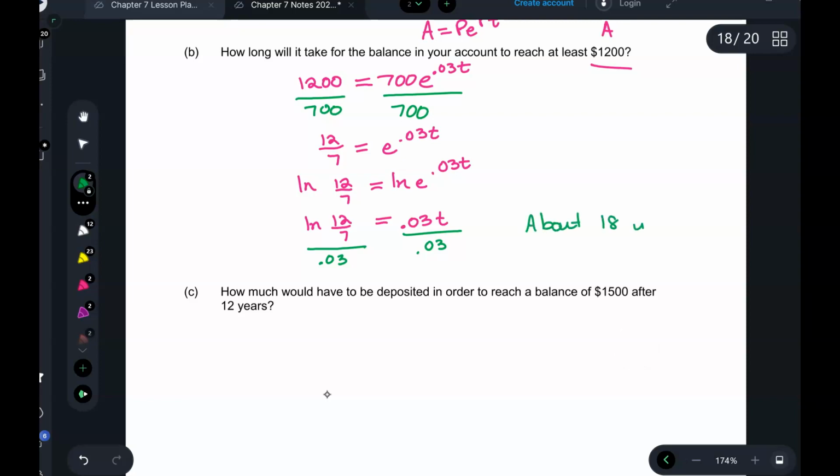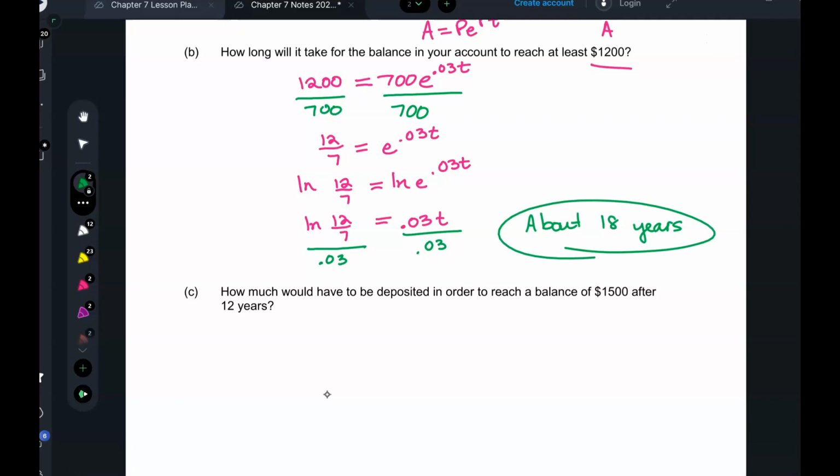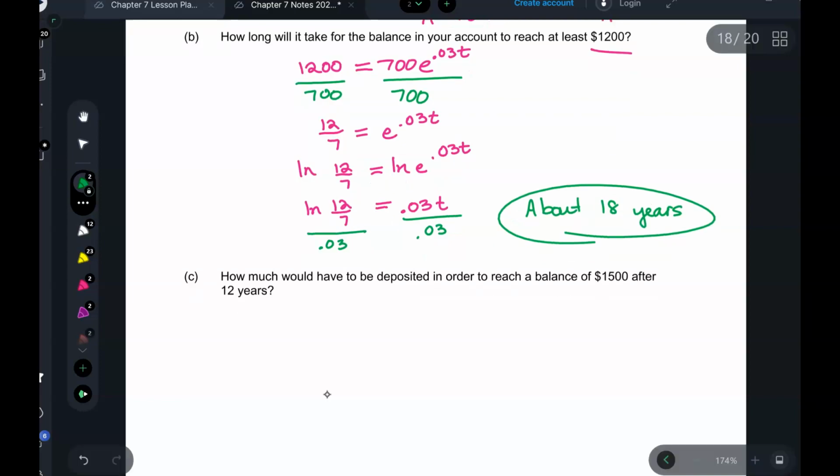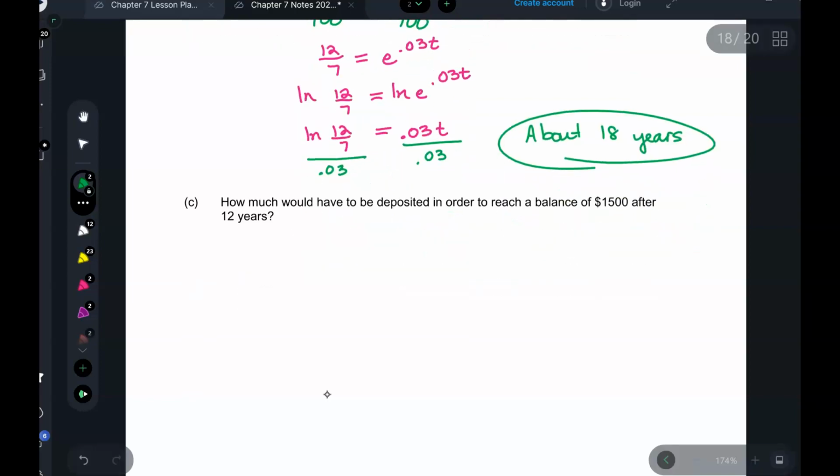So it's going to take 18 years to turn $700 into $1,200. But if you think about it, if you start with $7 million to reach $12 million, it's 18 years too. So it makes a difference how much you're investing. It's a different story when you're looking at that.